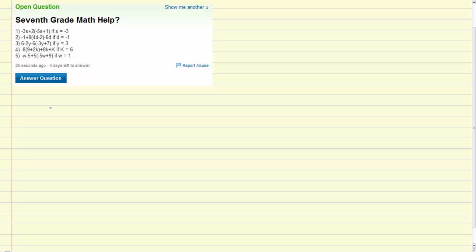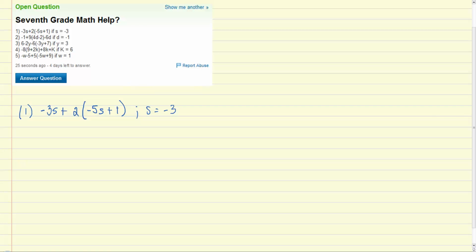The other thing to keep in mind, and we'll see this in the first problem, is to be careful to write out the variables carefully, because as we see here in number one, we have both s's and fives, and it's easy to transpose those. So let's be careful as we work through these. Number one is negative 3s plus 2 times the quantity negative 5s plus 1, where s is negative 3.